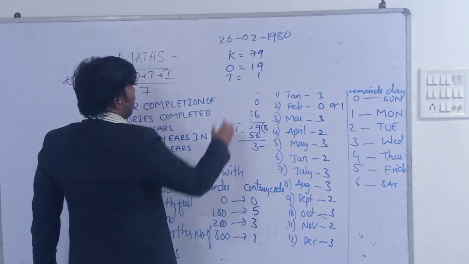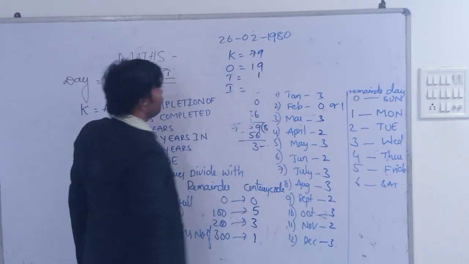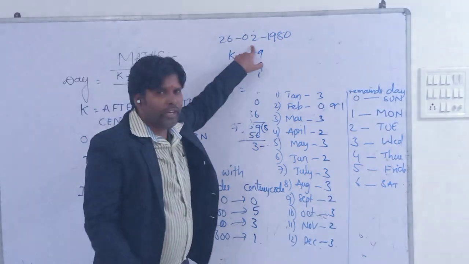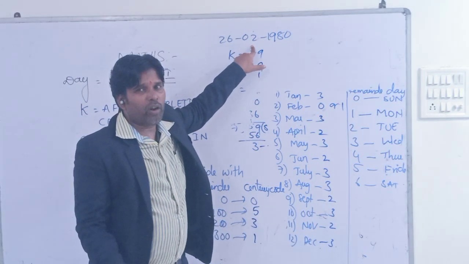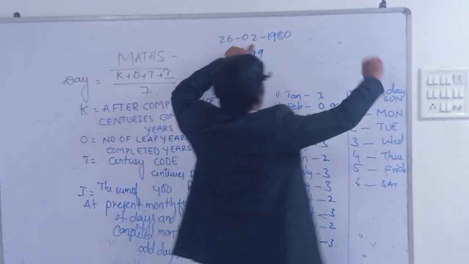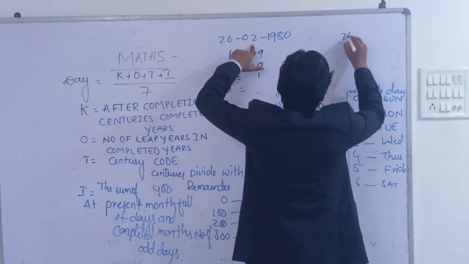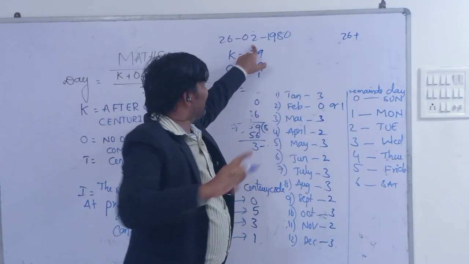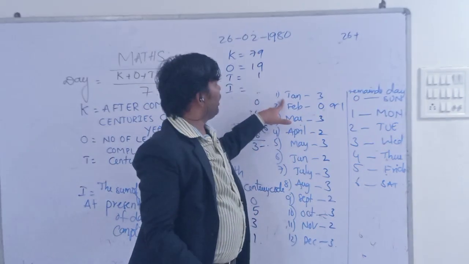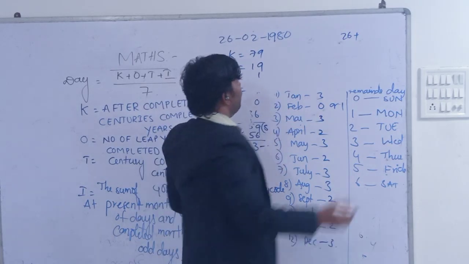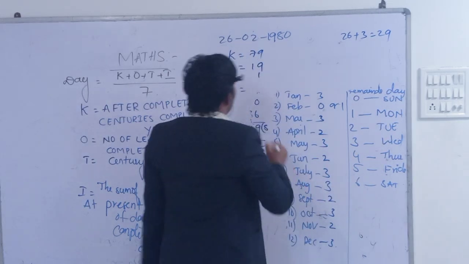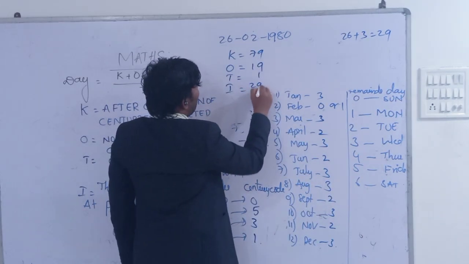And the next one, I stands for... Here, the second month is running. No need to consider whether it is a leap year or not. So how many months are completed? Only 1 month completed. Present month's full days are 26, plus the odd days of completed months, which is 3. 26 plus 3 becomes 29. So that I value is 29.